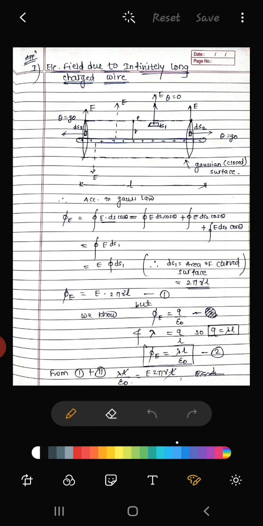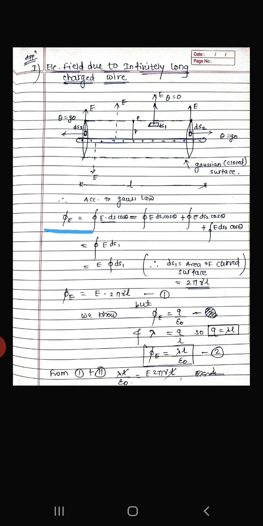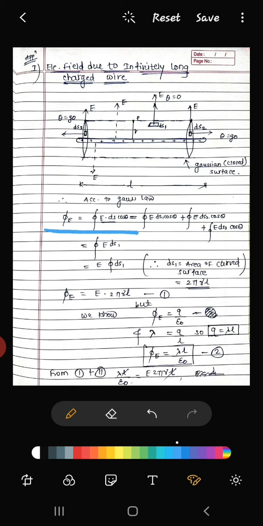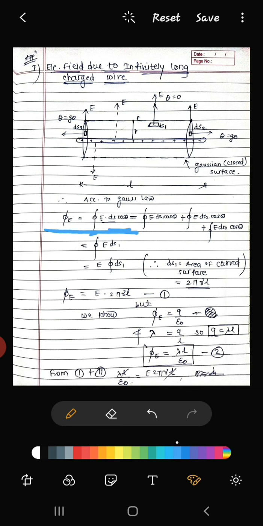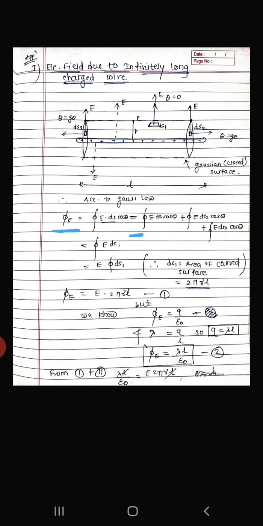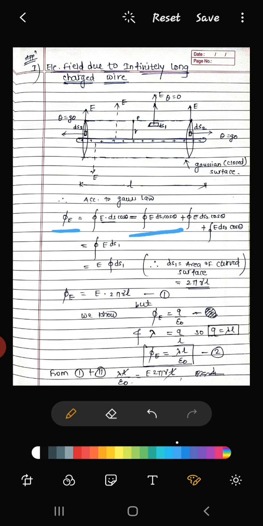So according to Gauss law, and according to the definition of electric flux, we have to calculate the flux produced at each surface. The basic definition of electric flux is phi E equal to the integral of E ds cos theta. We have to apply this formula for all three surfaces. So we can write phi E is equal to the integral of E ds1 cos theta, plus the integral of E ds2 cos theta, plus the integral of E ds3 cos theta.